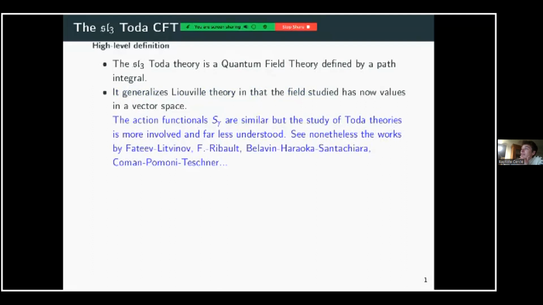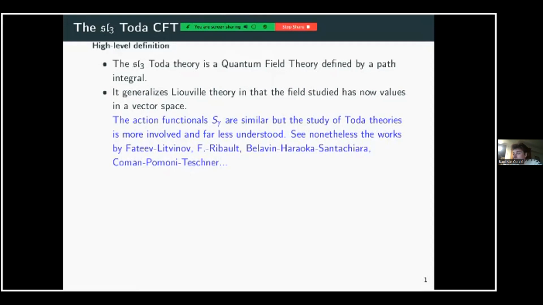I mentioned the Liouville theory earlier, and the reason is that this SL3 Toda CFT is actually a natural generalization of Liouville theory. The main difference between them is that the field now has values in a two-dimensional vector space rather than a one-dimensional vector space. In fact, the construction using the path integral is quite similar to that of Liouville theory. The action functionals are almost the same. It is just adapting the Liouville action functional to this two-dimensional setting.